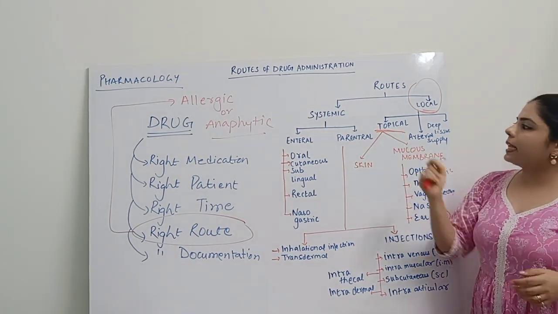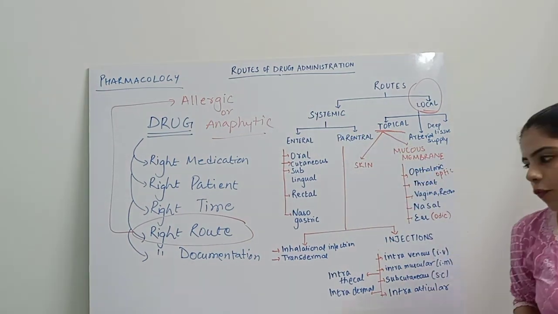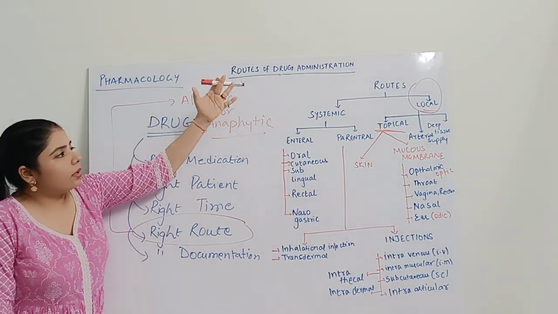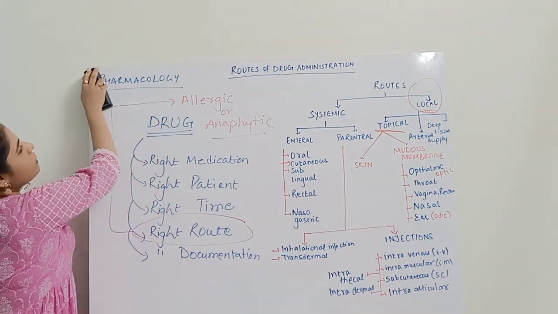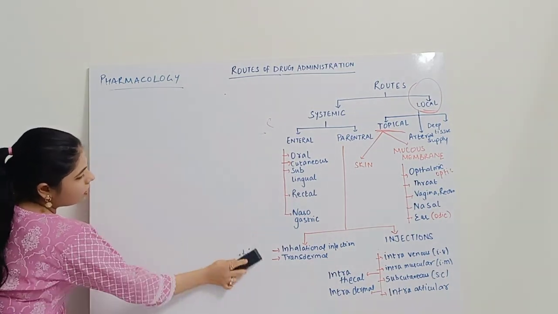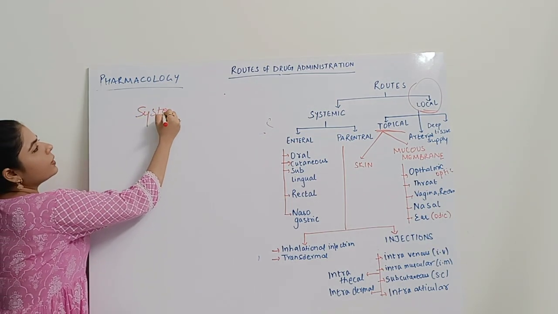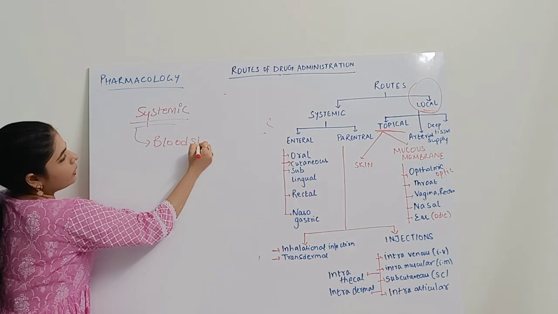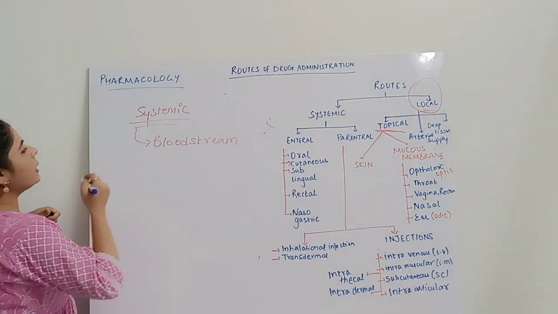Now moving on to the next category, we have the systemic route of circulation. The systemic route basically focuses on when the drug is absorbed via different routes, but ultimately the drug will reach the bloodstream. I'm just removing this so that we can discuss the systemic route in a detailed manner. So what did I mention here? That in case of systemic, we are mostly talking about the drug reaching the bloodstream, right?